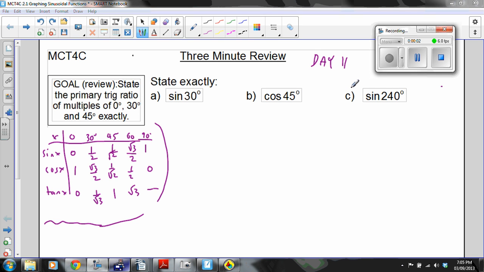And this is MCT4C day 11. The lesson is 2.1, graphs of sinusoidal functions. Its 3-minute review goal is to state the primary trig ratio of multiples of special angles. We're reviewing all this business from last chapter again.